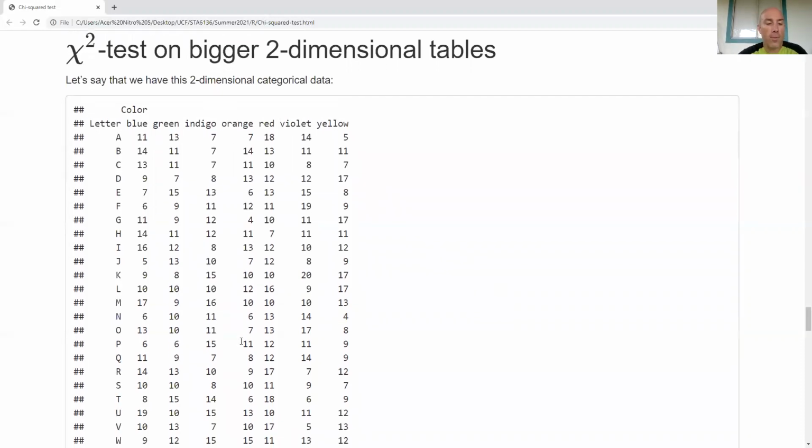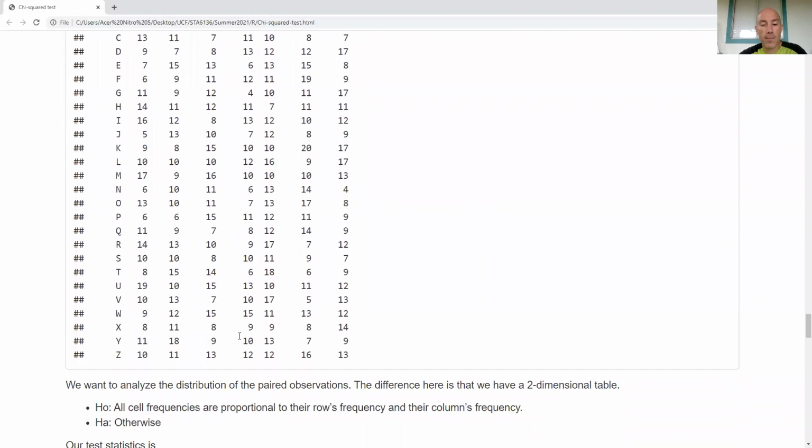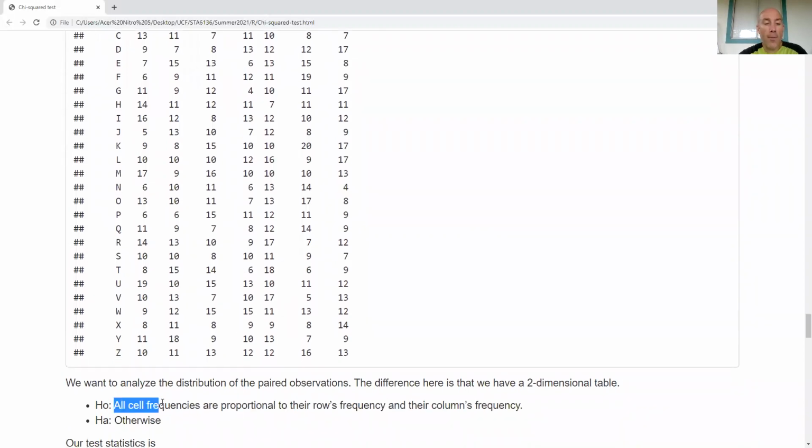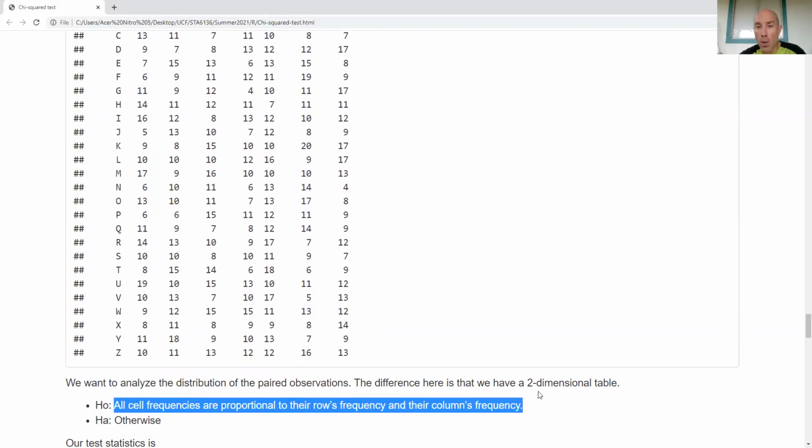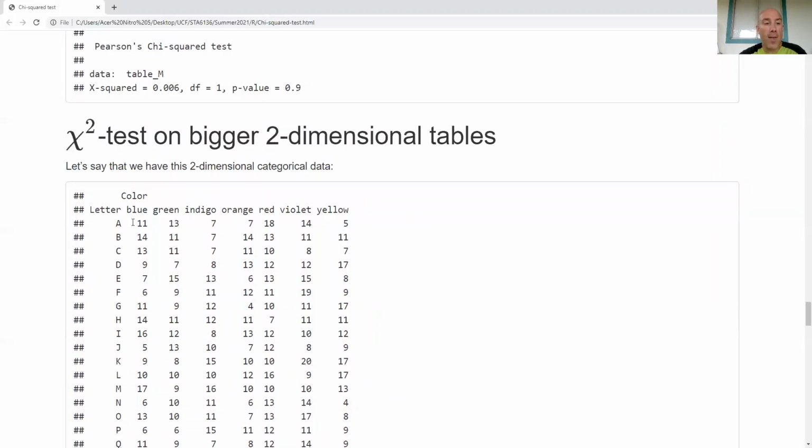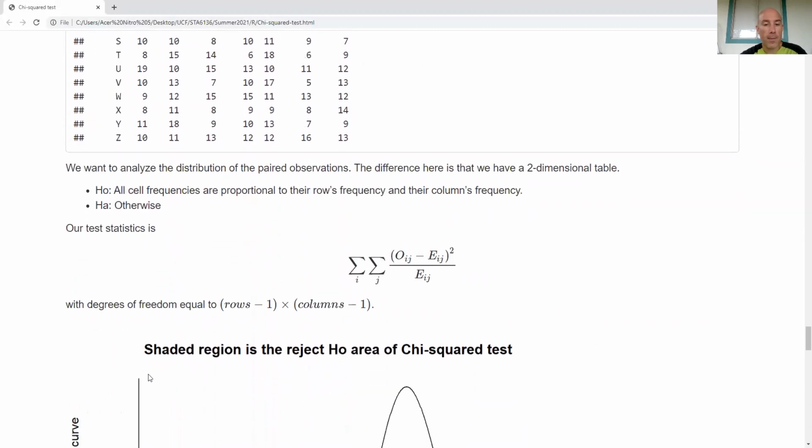Okay, so my null hypothesis is that all cell frequencies are proportional to their row's frequency and their column's frequency. All right, so that is saying that A blue its frequency is proportional to this entire row's frequency, A's frequency, and blue's frequency. Our test statistic is just going to be the same sum as we had before, but there's going to be more values in it. And my degrees of freedom use the same formula.